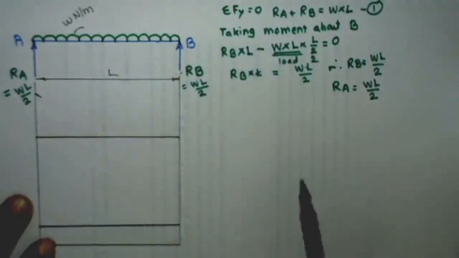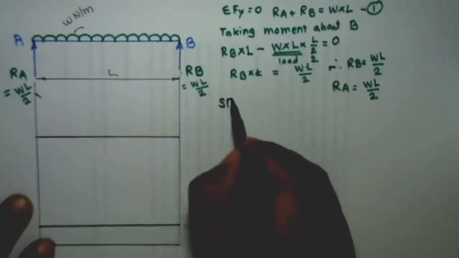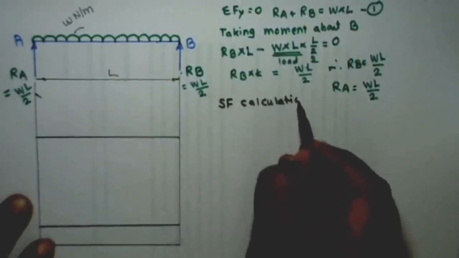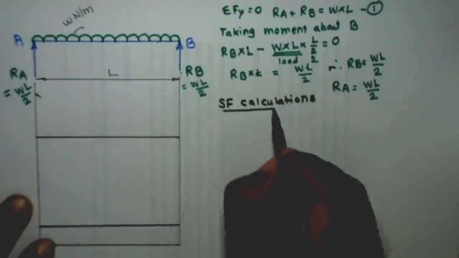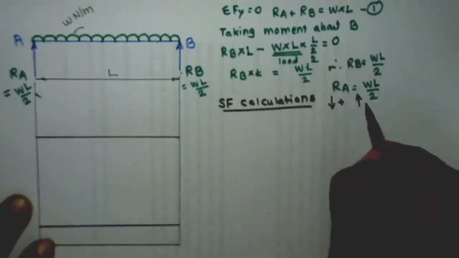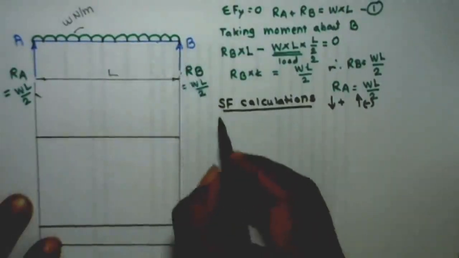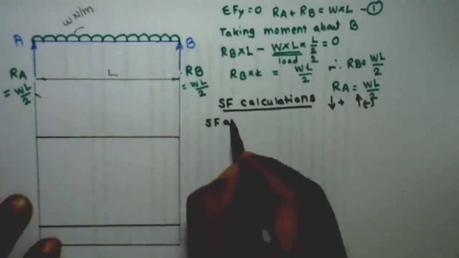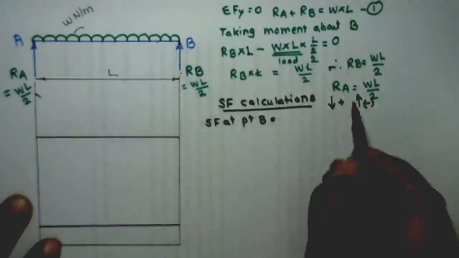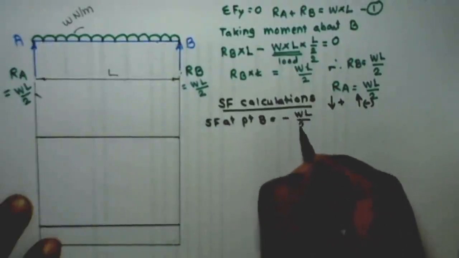Now we will consider the shear force diagram. Shear force calculations. Again we have to decide the sign convention. Same kind of sign conventions we are using here: downward force positive, upward force negative. So shear force at point B is equal to, it goes in upward side, so we have to give the sign convention, minus WL by 2.